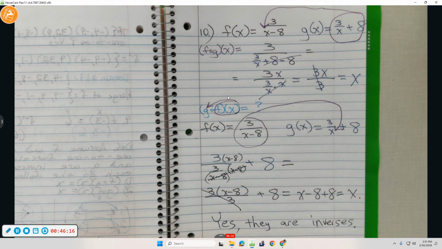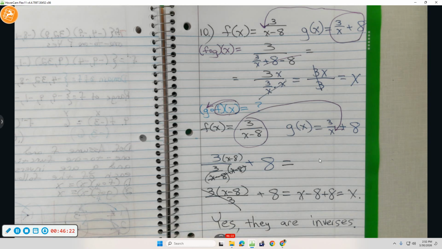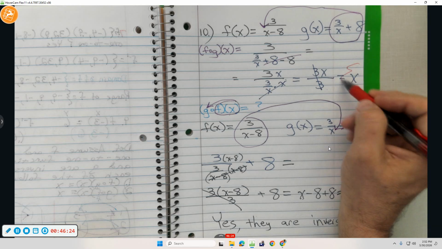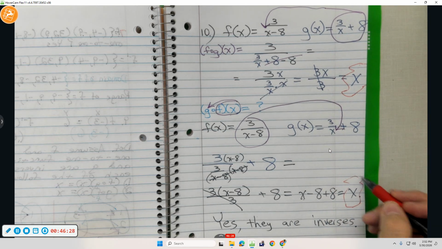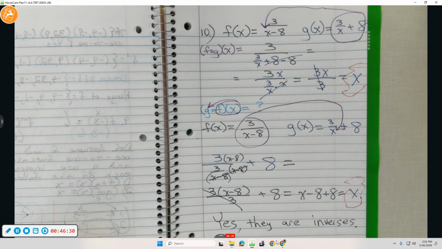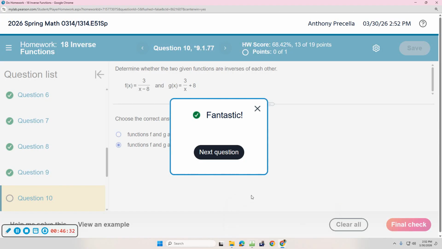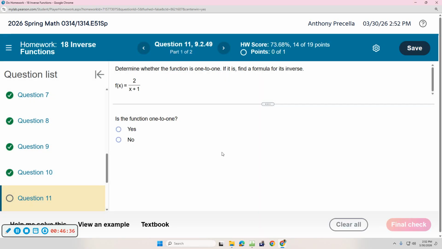Any questions? f of g of x equals x, more than likely g of f of x will too. But it's okay if they do that. But it'd be bad form if you did. It'd be bad teaching if I just said, oh, it's probably going to be x. Let's just guess. Okay. Here's another one.